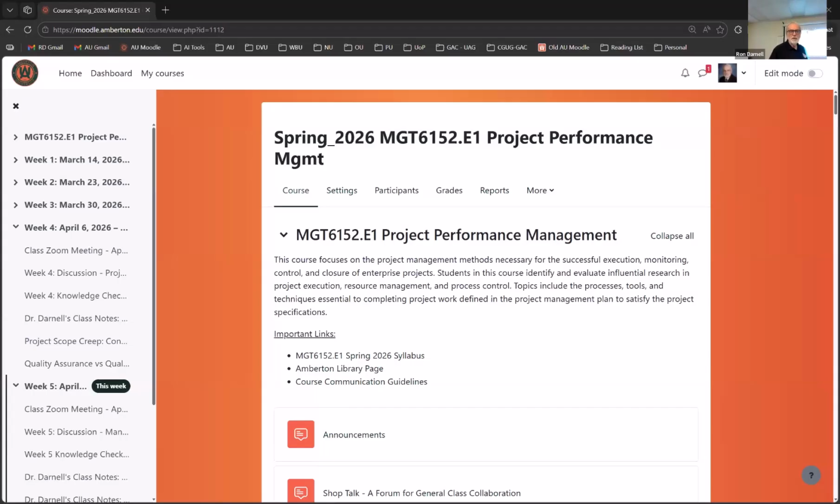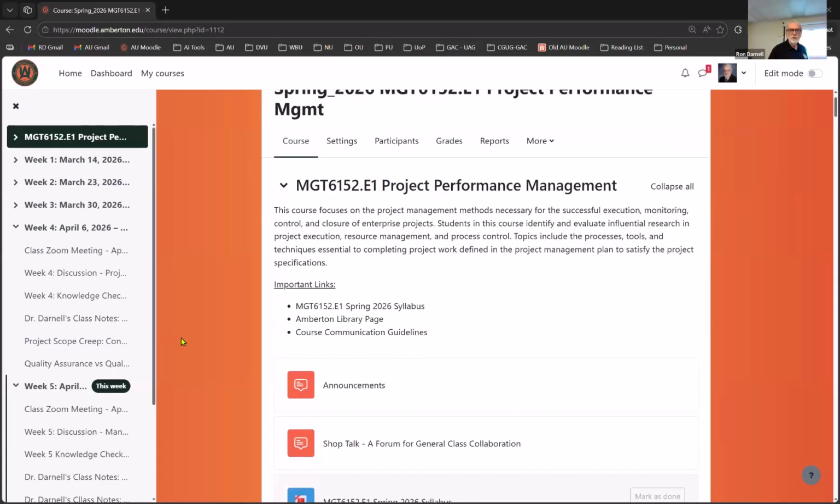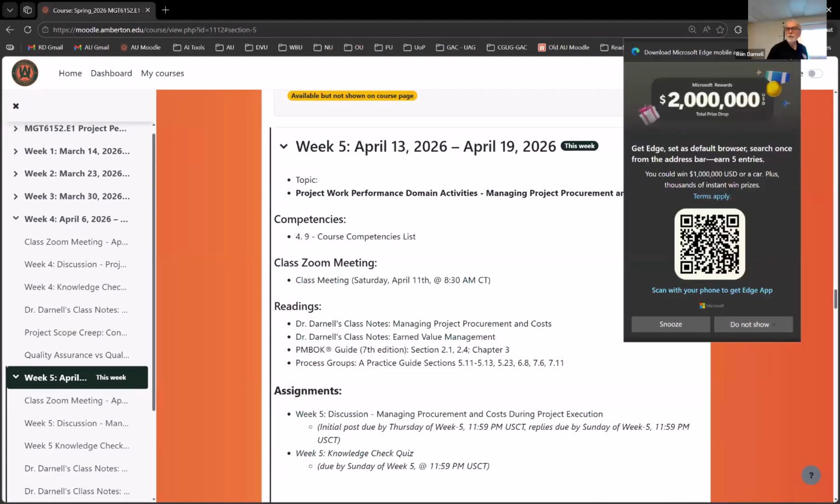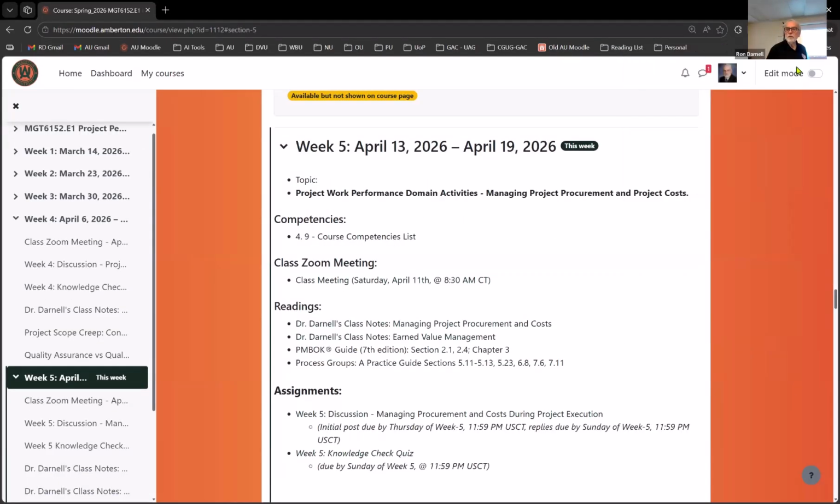So this is technically week 5 of MGT 6152 Project Performance Management. And I'm getting all kinds of offers and stuff. Let me close this down. And so today the topics are the performance domain activities. So we're in the performance domain and we're talking about project procurement and project cost.